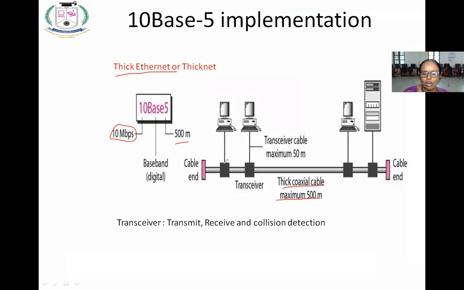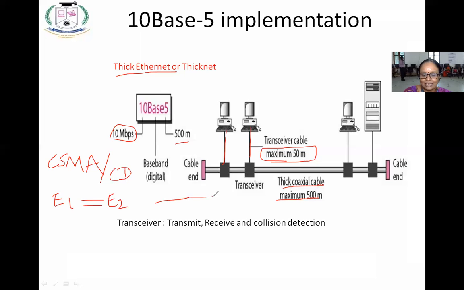So you all know that if I connect here, the length will be a maximum of 500 meter. In the wired LAN, I can always go with CSMA/CD, carrier sensing multiple access with collision detection. Why? Because in the wired LAN we have an advantage. The energy level will be E1 equal to E2. E1 is the sending signal and E2 is the receiving signal. If both energy levels are equal, then it will be sent without any collision.